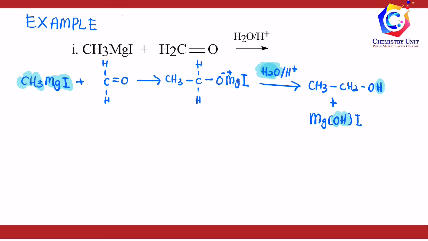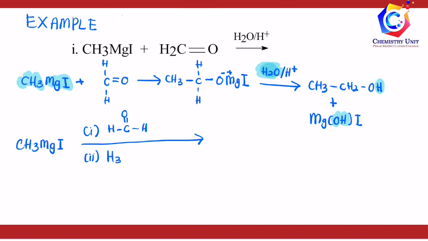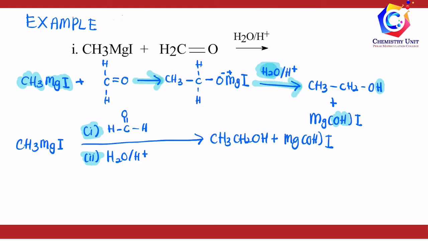Okay, so you can simplify your reaction or your equation like this: CH3MgI, and then you have a big arrow here. You write here the first reaction, C double bond O, H, and then the second reaction will be H2O/H+. So you directly get your product CH3CH2OH plus MgOHI. Okay, if you want to do it like this, make sure you write first step and second step.